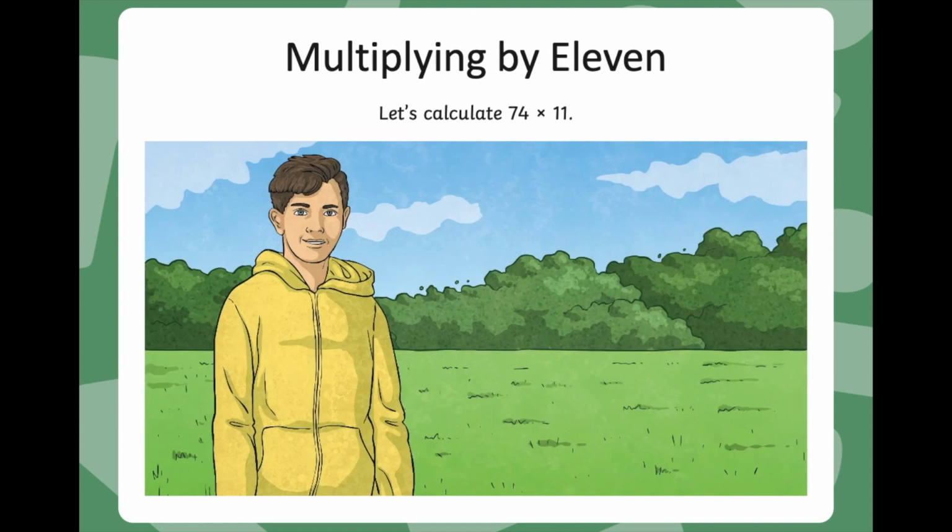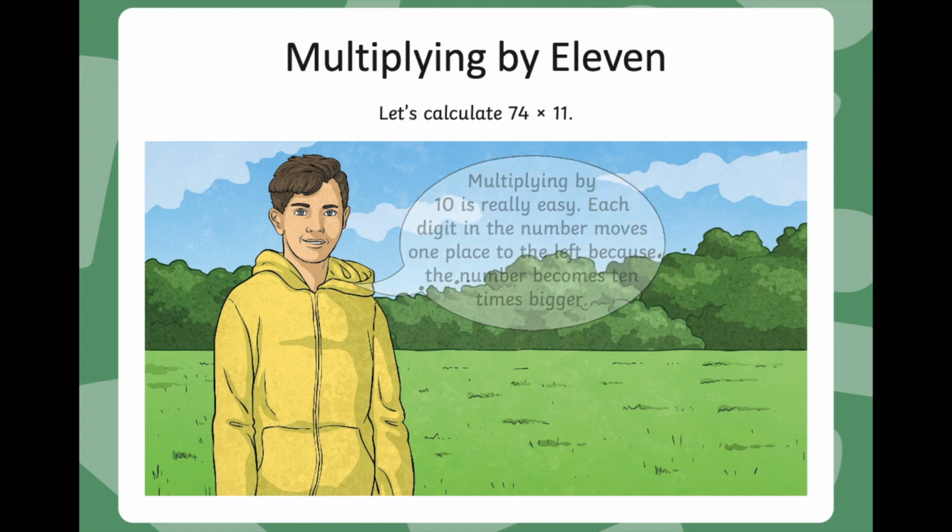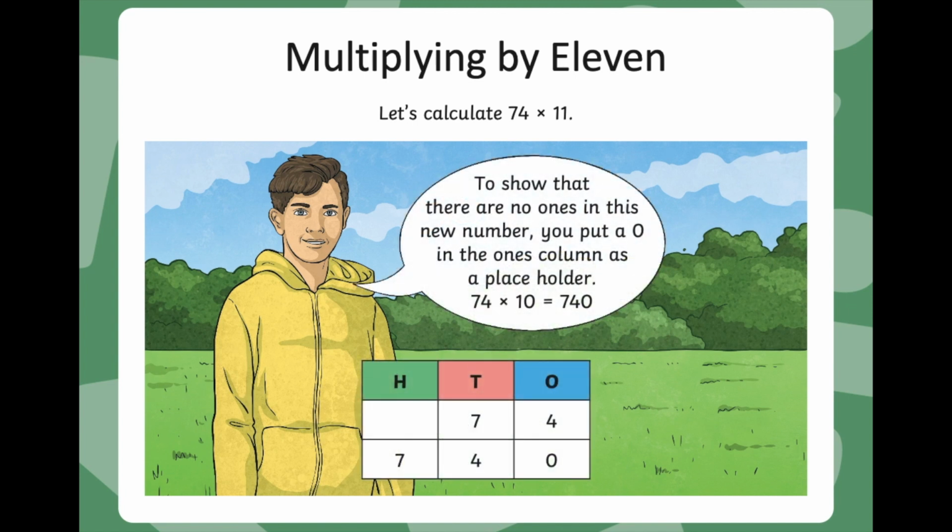Multiplying by 11. Let's calculate 74 times 11. Multiplying by 10 is really easy. Each digit in the number moves one place to the left because the number becomes 10 times bigger, as we looked at on the previous slide. Again, to show that there are no ones in this new number, you put a 0 in the ones column as a placeholder, so 74 times 10 equals 740.